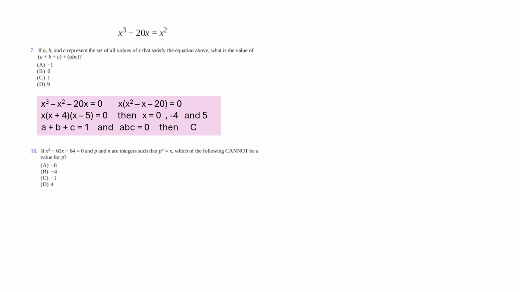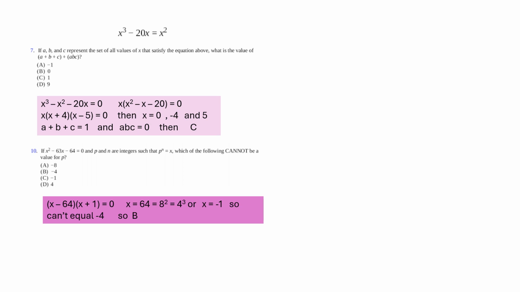If x squared plus 63x minus 64 equals 0 and p and n are integers such that p to the power n equals x, which of them cannot be a value of p? First of all, you will factorize. So when you factorize, either x equals 64 or x equals negative 1. So the cubic root of 4, not negative 4. So the answer will be B.